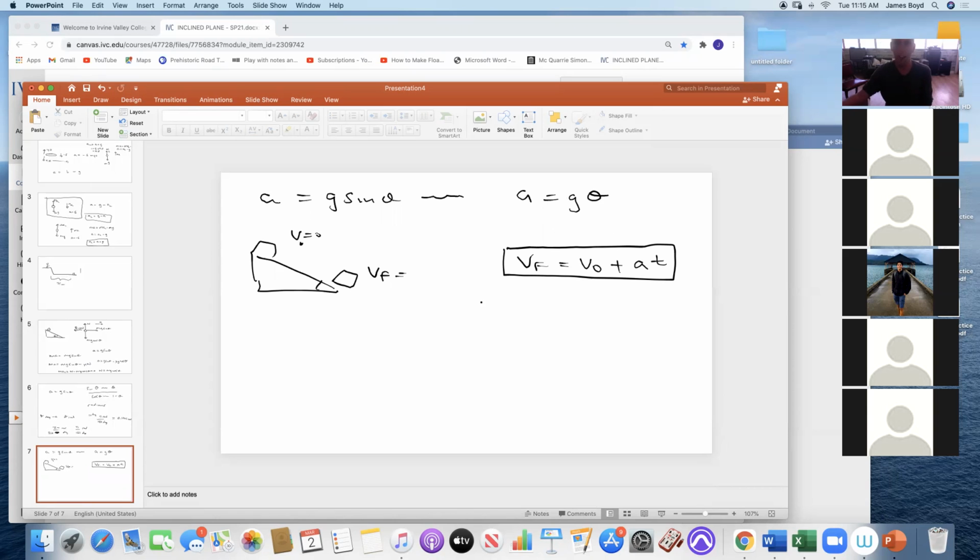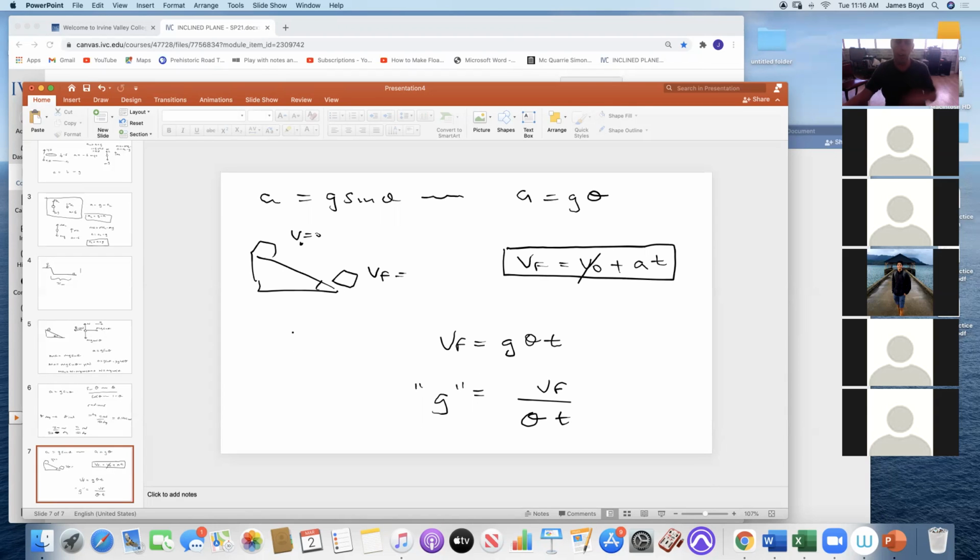We have an acceleration as g theta. We have that v initial is 0. So we get v final is g theta t. And therefore we can find g is v final over theta times t. And that will give us an experimental answer for g. And all we have to measure is the time and the velocity and the angle.